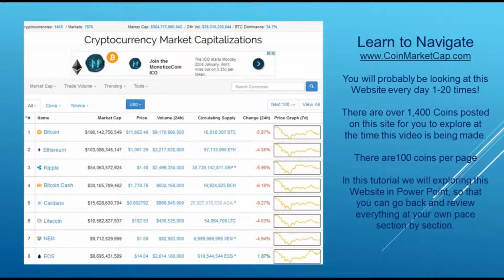There are 100 coins per page, so there are many different pages. The most important one, of course, is the first page. And in this tutorial, we'll be exploring this website in PowerPoint. Basically, we made a PowerPoint of each of these pages and slides so that you can go back and review everything at your own pace, section by section, and sink into some of the stuff and take the time to do your true due diligence.